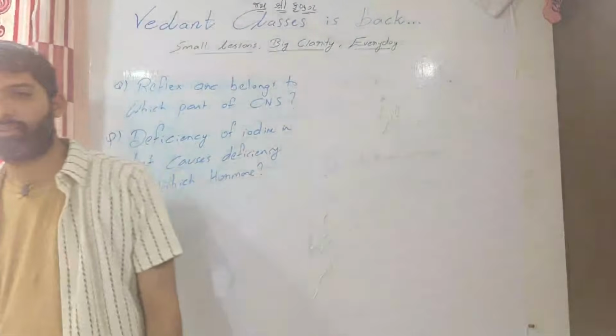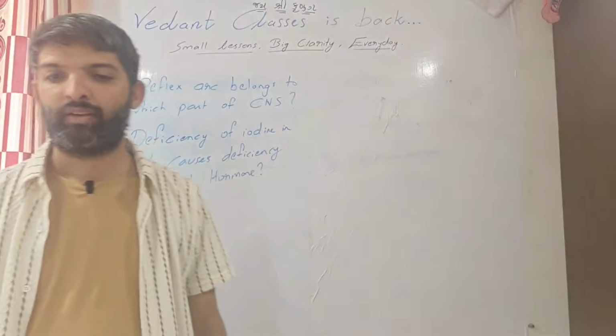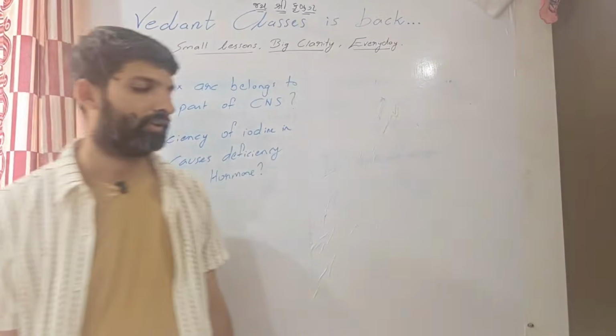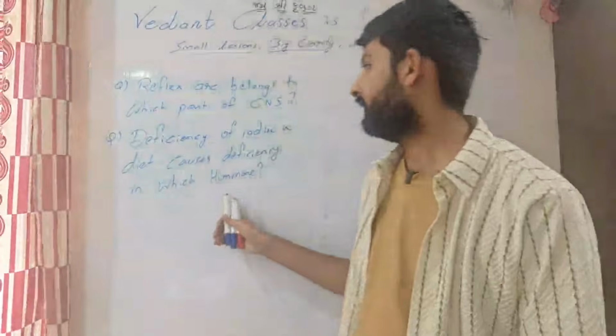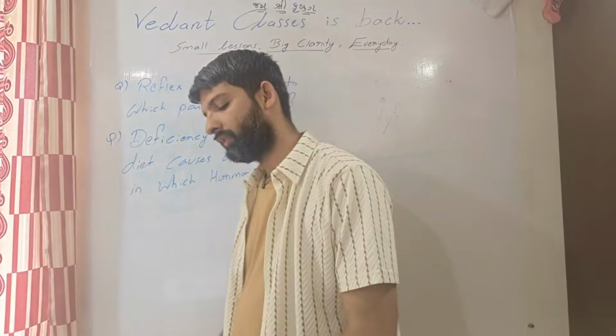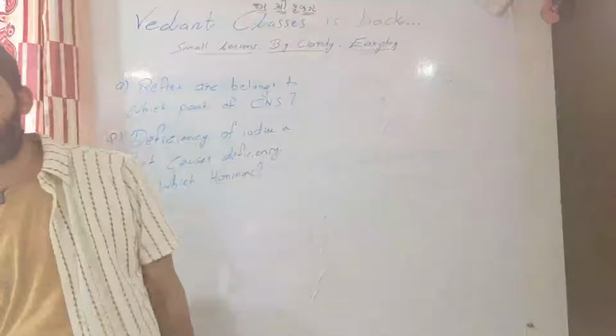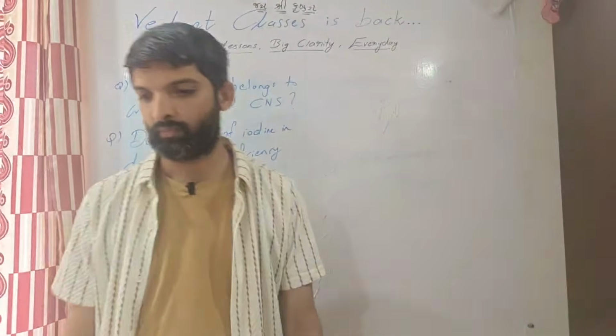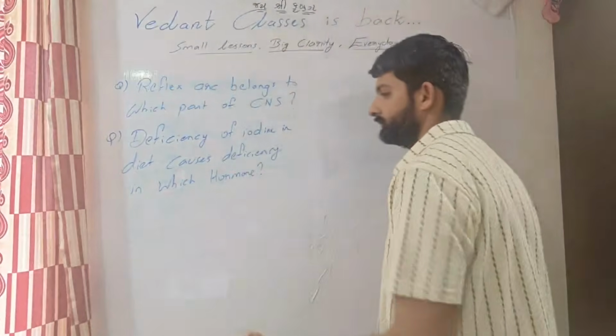Okay, now the correct answers are coming up. It is thyroxine hormone. Deficiency of iodine in diet causes the deficiency in thyroxine hormone. Thyroxine is the right answer. Perfect. Let's see the next question.